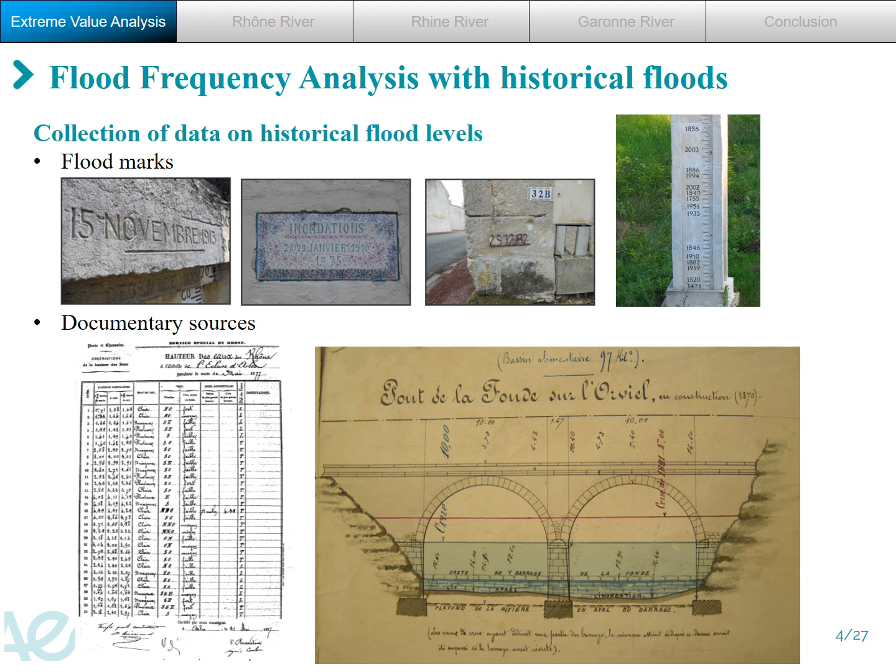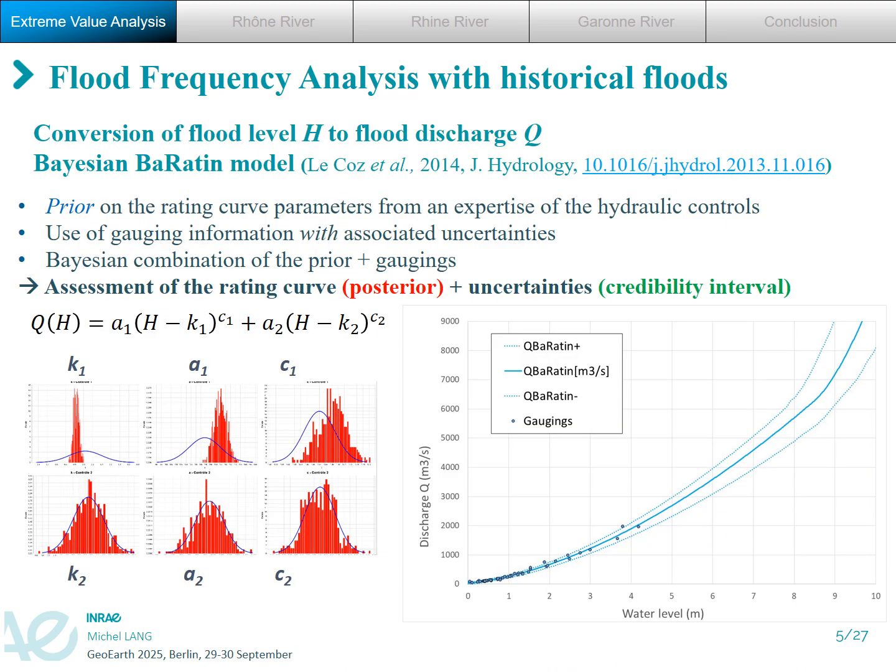Here you can see some examples of historical flood information. It can be based on flood marks or documentary sources. Usually, historical flood information is related to flood level. Then we have to convert flood level to flood discharge using hydraulic information. We use the BaRatin method, which is a Bayesian combination of hydraulic prior and gauging information. At the end, we have an estimation of the rating curve, the relationship between water level and water discharge, and a credibility interval.